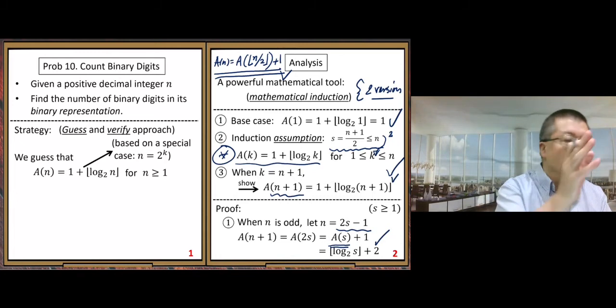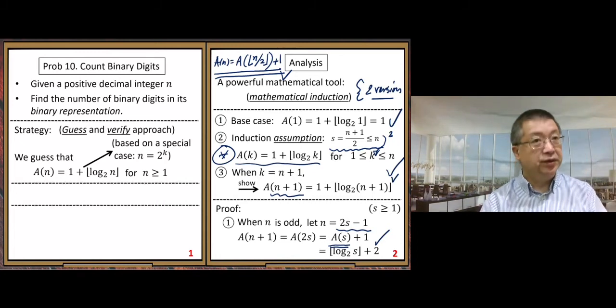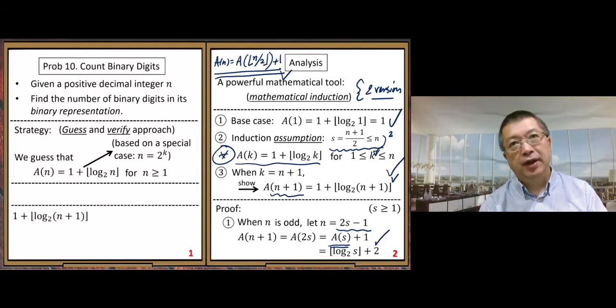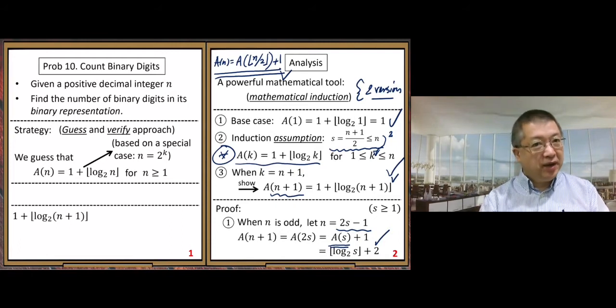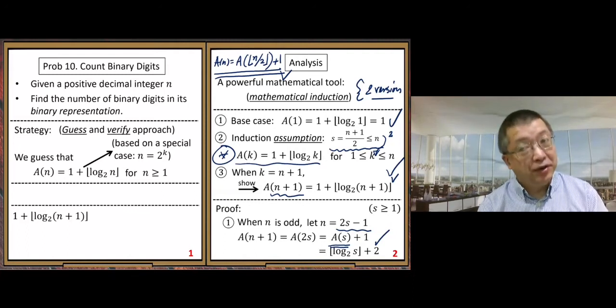Next, we need to do the left-hand side. To do the left-hand side, this is the left-hand side. Working on this one is a little harder than the first step, than the first part, the right-hand side.